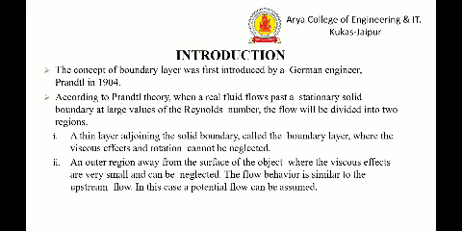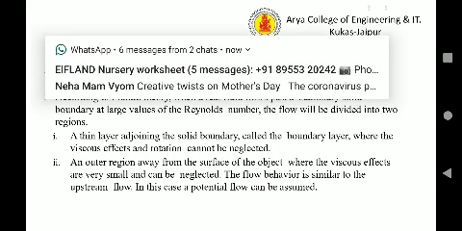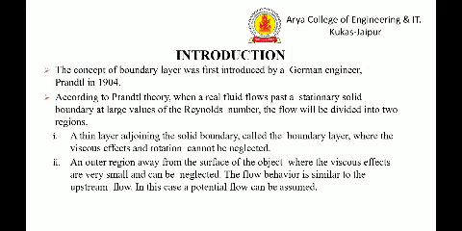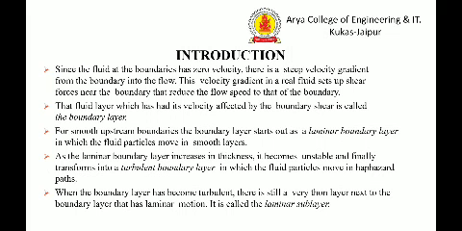The concept of the boundary layer was first introduced by the German engineer Prandtl in 1904. According to Prandtl's theory, when a real fluid flows past a stationary solid boundary at large values of Reynolds number, the flow is divided into two regions. A thin layer adjoining the solid boundary, called the boundary layer, where the viscous effects and rotation cannot be neglected. And an outer region away from the surface of the object, where the viscous effects are very small and can be neglected, and the flow behavior is similar to the upstream flow. In this case, a potential flow can be assumed.